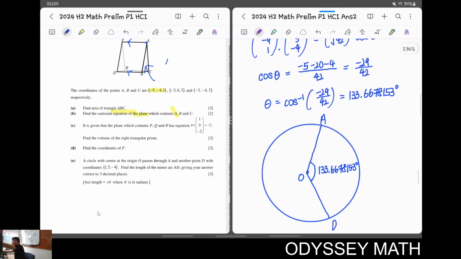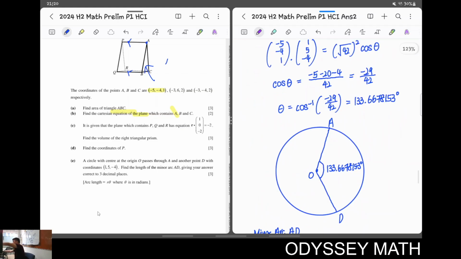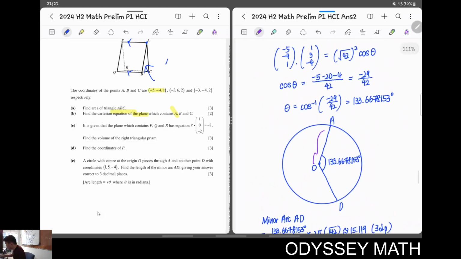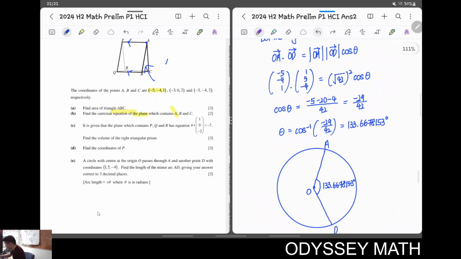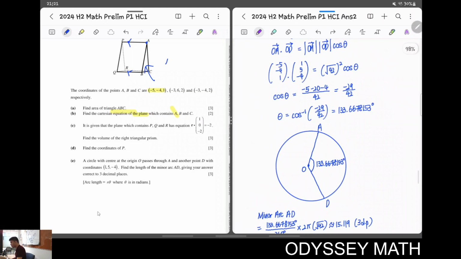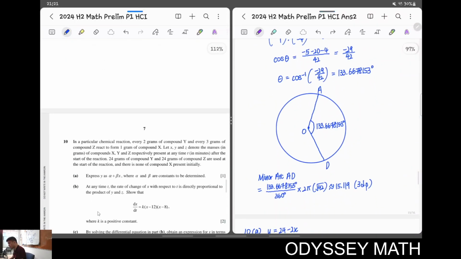So the angle subtended by the arc AD is this. Then the minor arc is that angle, 133 point something, divided by 360 times 2 pi r, where your r here is given to be square root 42. Understand? Which is your length of OA. Got it? Done. So that will be 9.